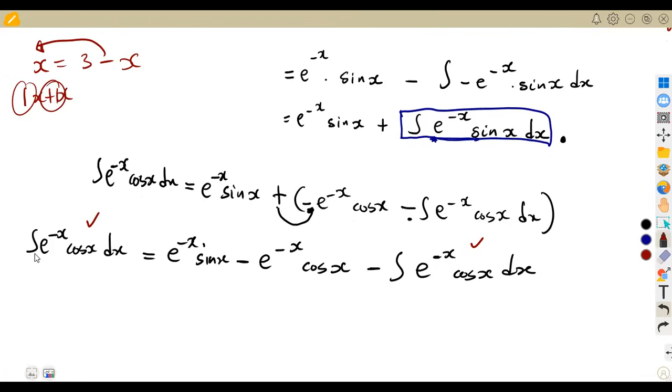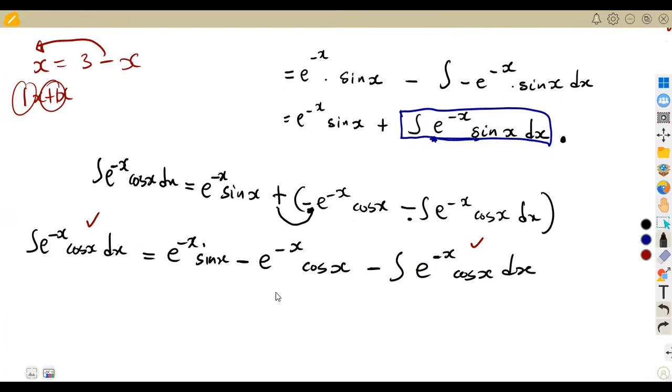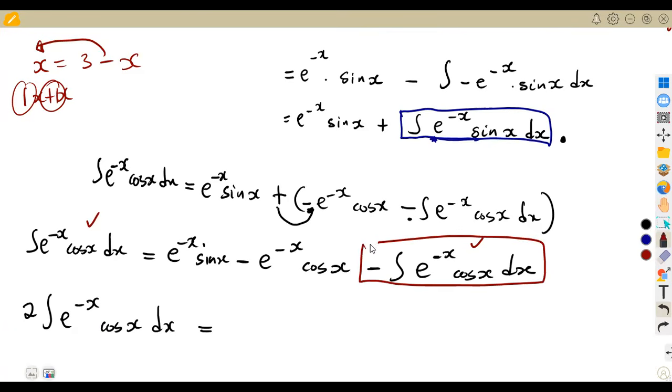So the moment I take this integral this side, because they are the same integrals, and it's now a positive, it is going to give us 2 times the integral of e to the exponent of minus x, cos of x dx, which is equal to, remember we transposed this. This is what we transposed to the left-hand side. So that's why we added and got a 2, because they are the same. So we are going to remain with this on the right-hand side. We are going to remain with e to the exponent of minus x, sine of x, minus e to the exponent of minus x, the cosine of x.